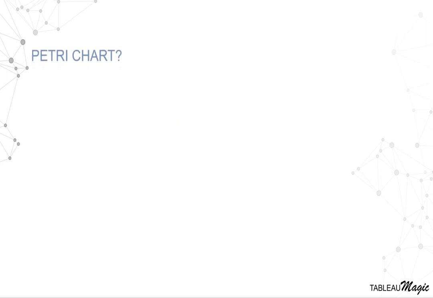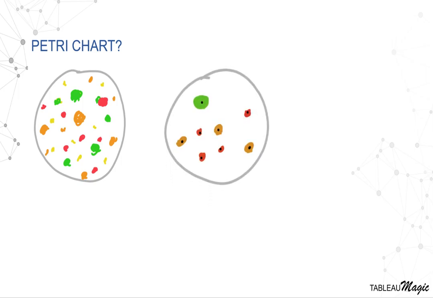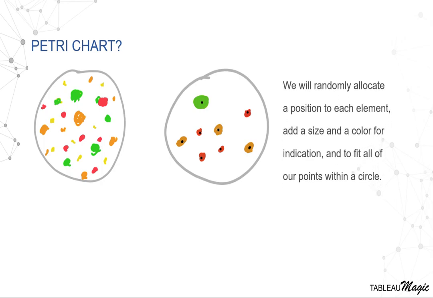Let's take another example. What about a Patriot chart? There we have it. Essentially, this is our circle as our container, and then individual points which are plotted on an X or Y axis. We will randomly position each of the elements at a size and a color for indication and ensure that it all fits within our circle. So we can leverage the random undocumented function in Tableau to actually produce this, and we could also ensure that this fits.